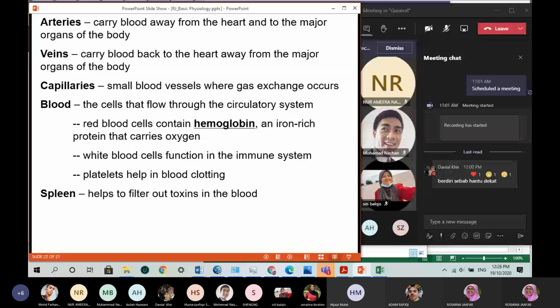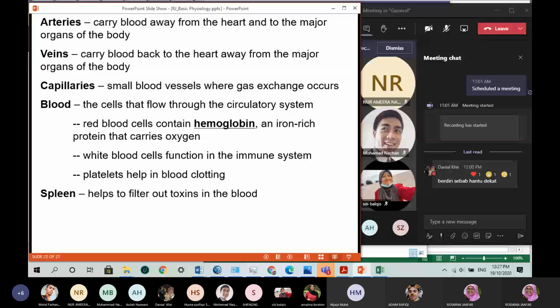Capillaries are the blood vessels that interconnect the arteries and the veins. And you have many capillaries underneath the skin. And these are the small vessels where gas exchange occurs in the lungs, and gas exchange also occurs at the cellular level.